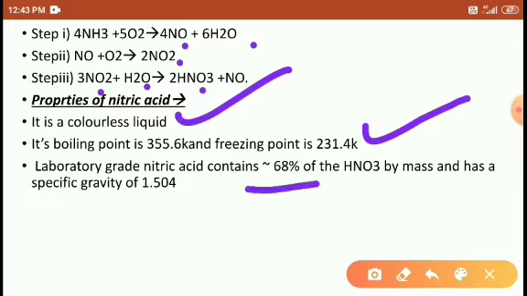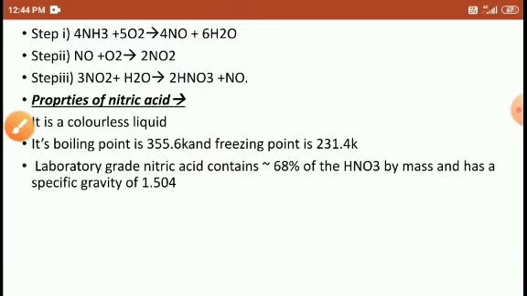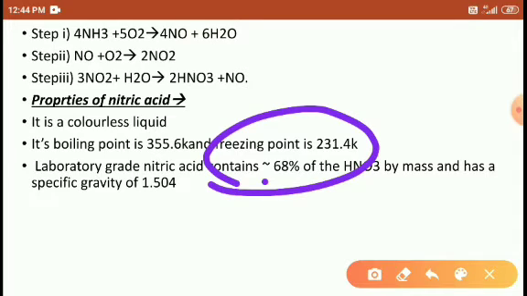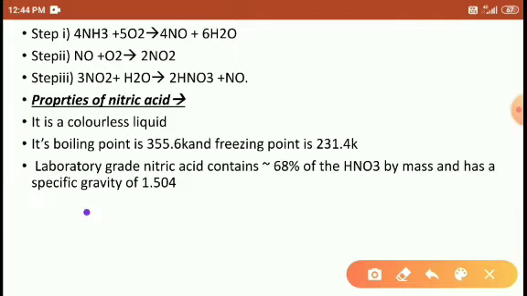Nitric acid contains 68% of HNO3 by mass. It means 1 liter of solution contains 68 gram of HNO3. Right, the 68% is pure here. Right, students, and the density is 1.504.